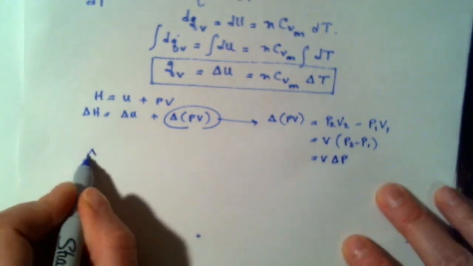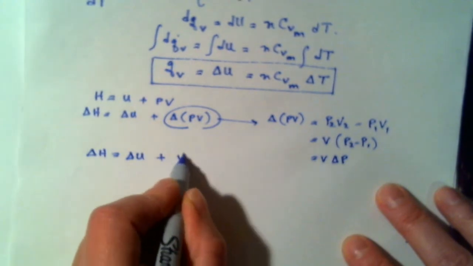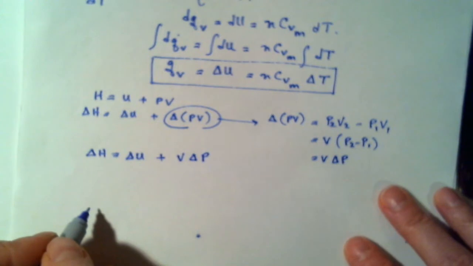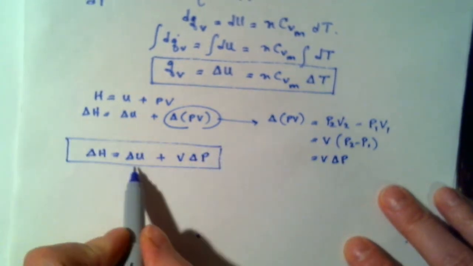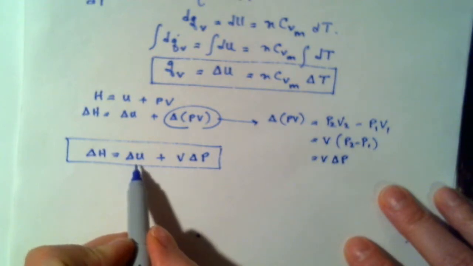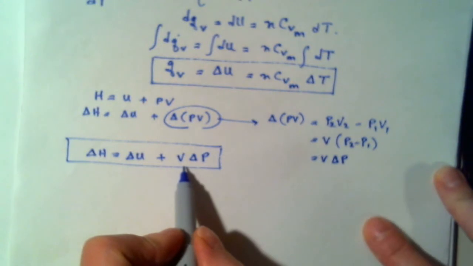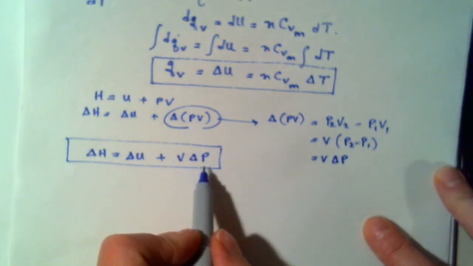And so I'm going to go back here and say that delta H then is equal to delta U plus V delta P in this case of an isochoric process. So this could be quite useful because I just got delta U above, that was n C_V molar delta T. The volume is the constant volume for the process, and the delta P is P2 minus P1.